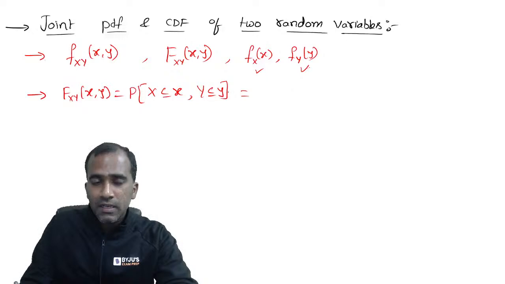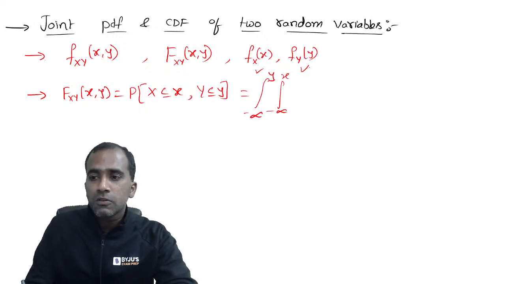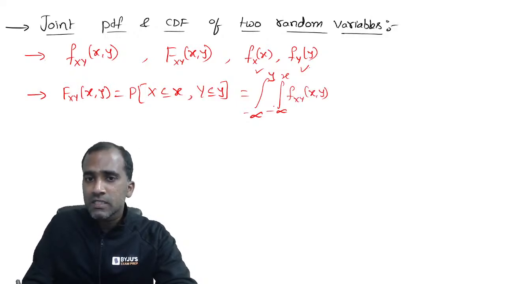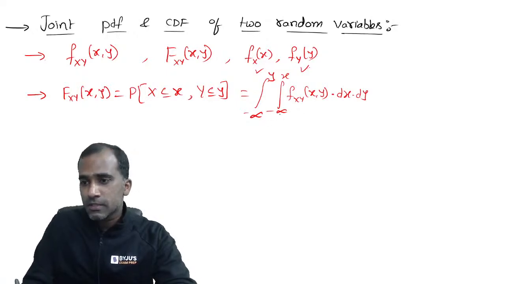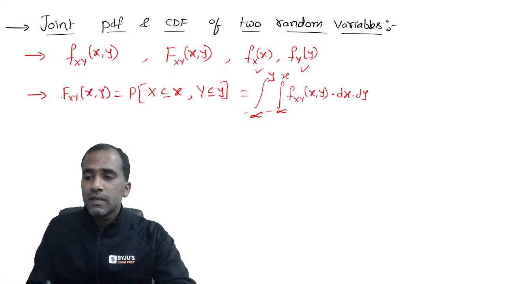So how do we find this? Here we are interested in the values of x from minus infinity to x, and also the values of y from minus infinity to y. Since we are interested in the values of x and y in this range, we are integrating this second order function of two random variables within these limits, with respect to x once and with respect to y once. This will give us the relation between joint CDF and joint PDF.